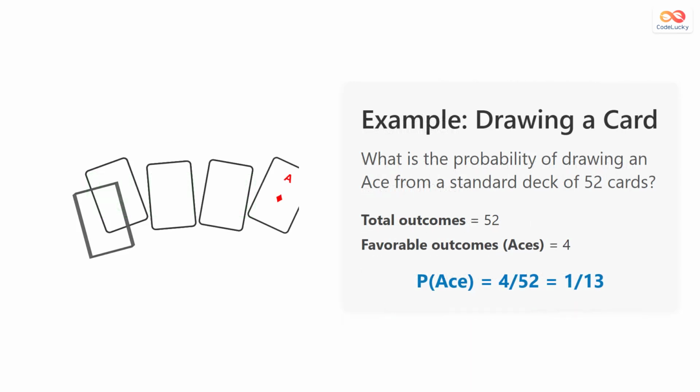Let's try one more. Imagine you're drawing a single card from a standard 52-card deck. What is the probability of drawing an ace? The total number of outcomes is 52. A deck has 4 aces, so there are 4 favorable outcomes. The probability of drawing an ace is 4 out of 52, which simplifies to 1 out of 13.